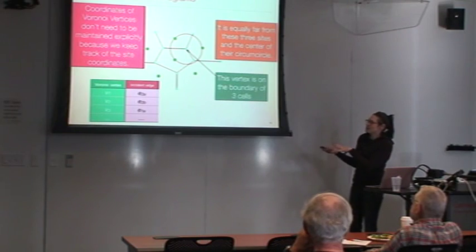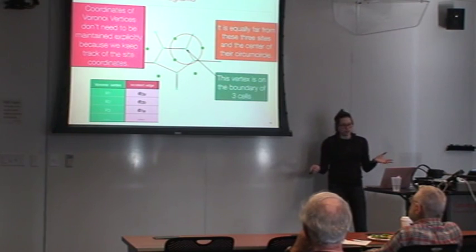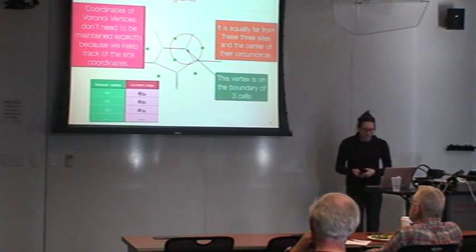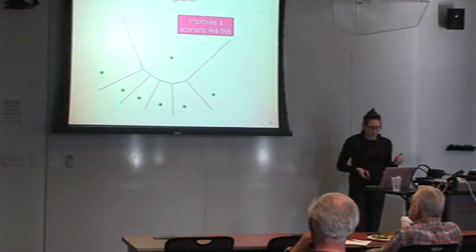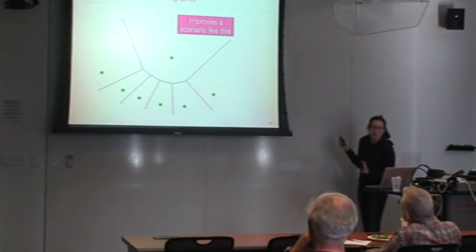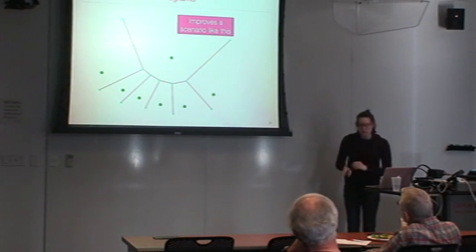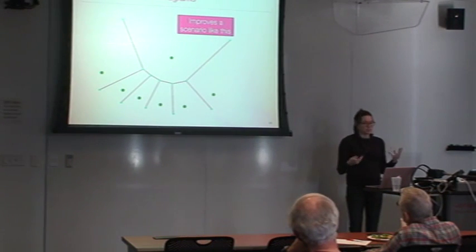So this is not the case in all planar graphs, just because of the fact that it's a Voronoi diagram, this factorizes. Okay. So it improves this scenario that we were just talking about, in this special case. But there are some cases that we really can't do anything about.